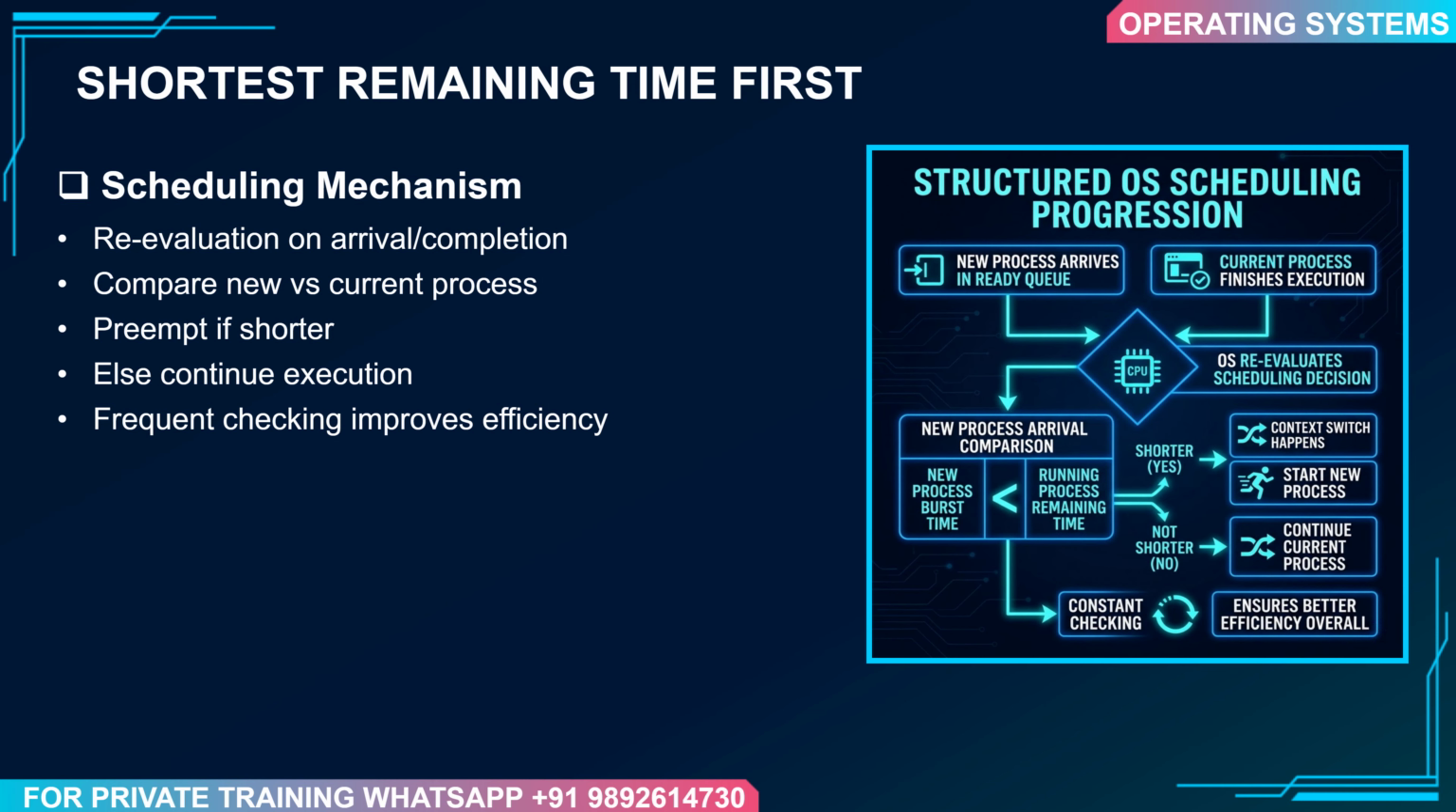Now let's break down how the scheduling actually progresses in a structured way. The operating system reevaluates the scheduling decision whenever a new process arrives in the ready queue or when the current process finishes its execution. If a new process arrives, it compares its burst time with the remaining time of the currently running process. If the new process is shorter, a context switch happens. Otherwise, the current process continues. This constant checking might sound heavy, but it ensures better efficiency overall.